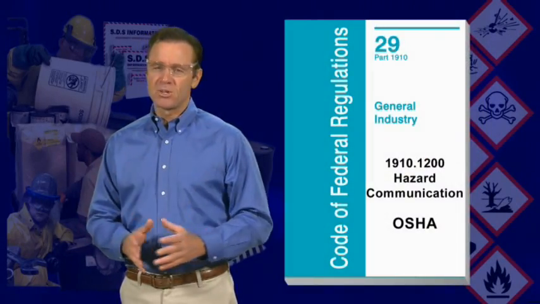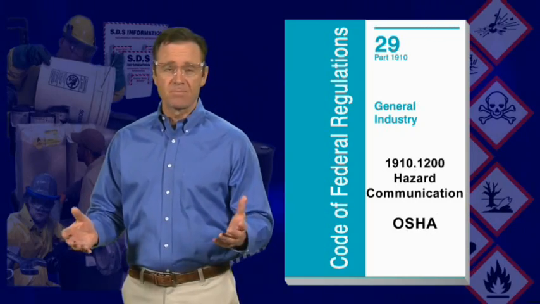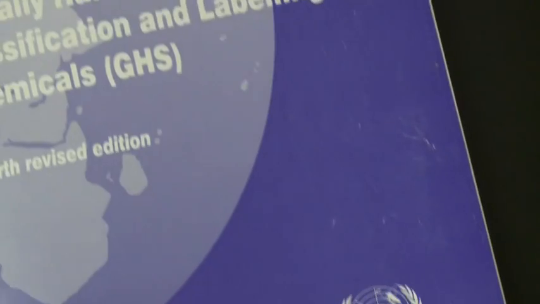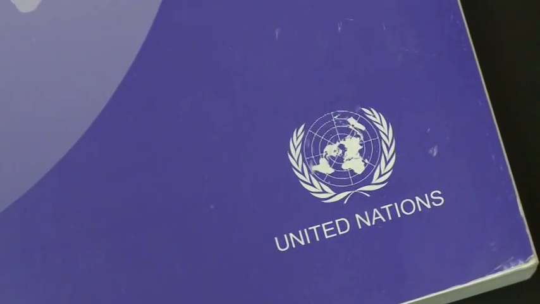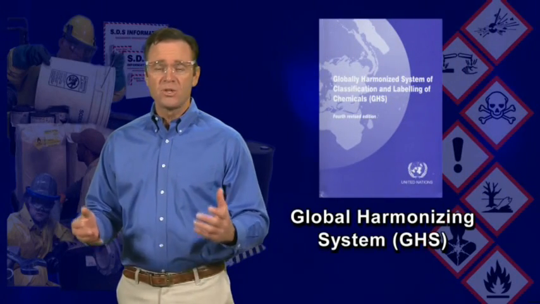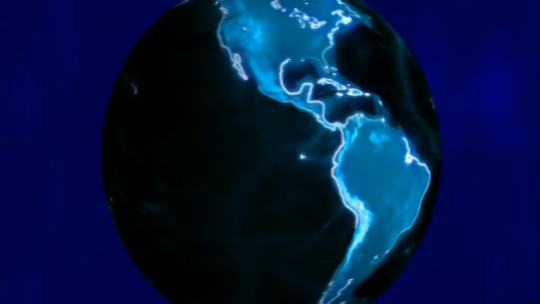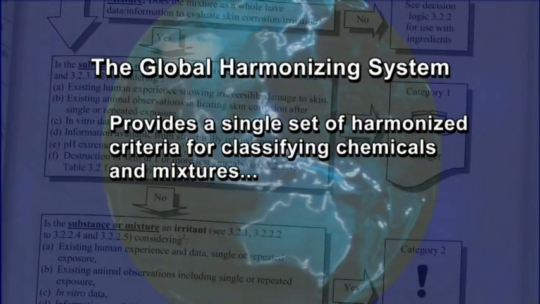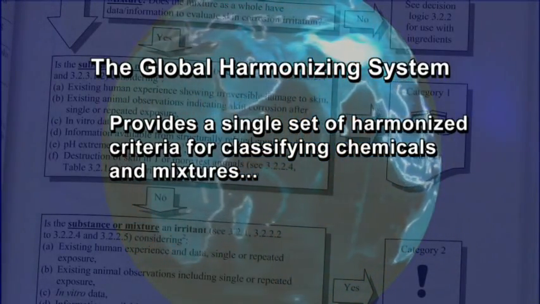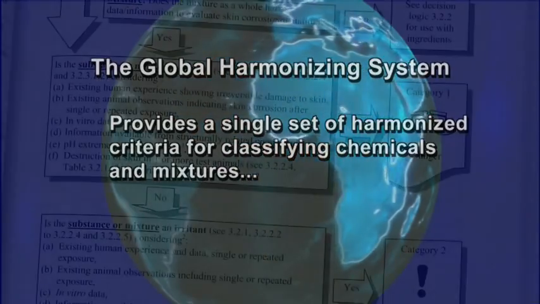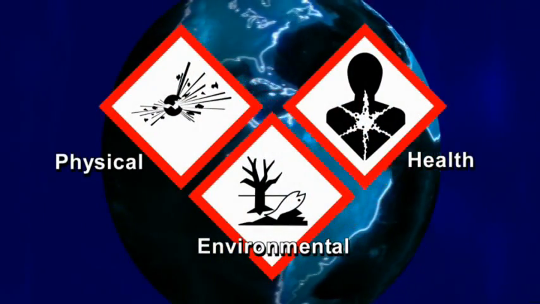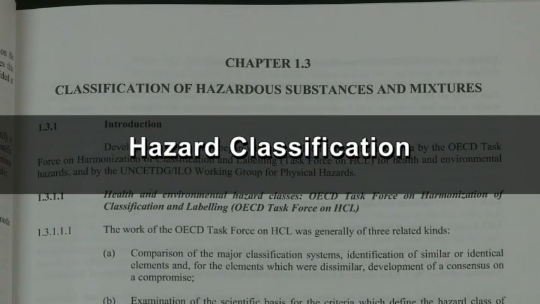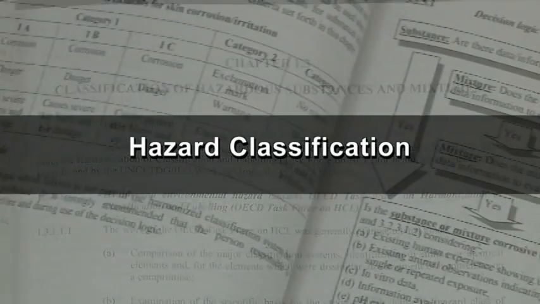OSHA's Hazard Communication Standard was first enacted in 1983. However, recent changes have brought the regulation more in line with international standards. I'm referring to the implementation of the Global Harmonizing System, or GHS for short, created by the international community and adopted by the United Nations. The Global Harmonizing System provides a single set of harmonized criteria for classifying chemicals and mixtures according to their health, physical, and environmental hazards. The first component of the Global Harmonizing System we will discuss is hazard classification.